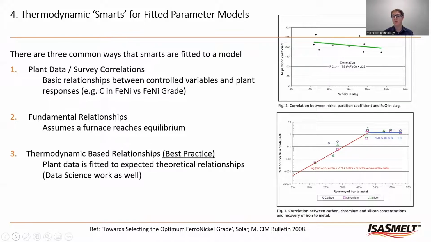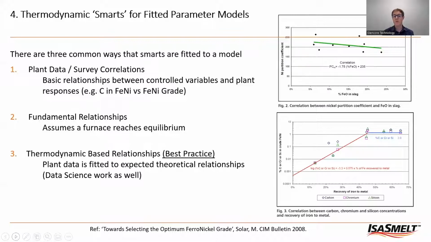So in that top chart, the nickel partition coefficient is really dependent on the furnace PO2 rather than the iron oxide in the slag. But then you have to choose different parameters to get things quite nice. So there's also complexity with doing this really well.